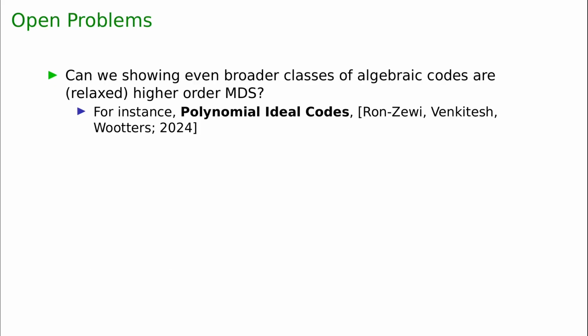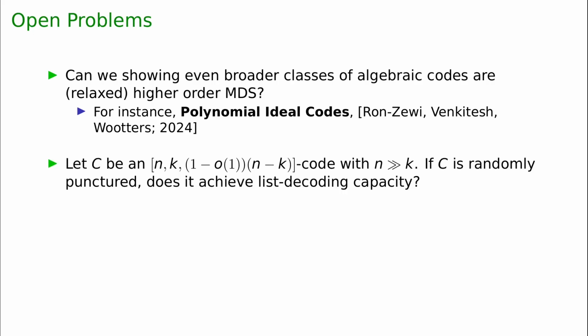So now let's discuss a few open questions. One is, can we show even broader classes of algebraic codes are relaxed higher order MDS? For instance, something like this was studied in the case of polynomial ideal codes by Ramzi, Venkatesan, and Wootters. They were able to generalize things like folded Reed-Solomon codes and give codes which have explicit list decoding algorithms, although the codes are technically not linear.